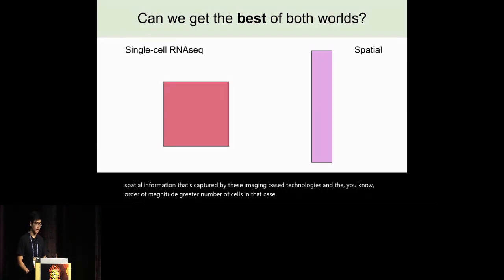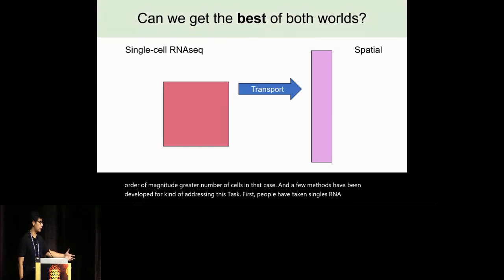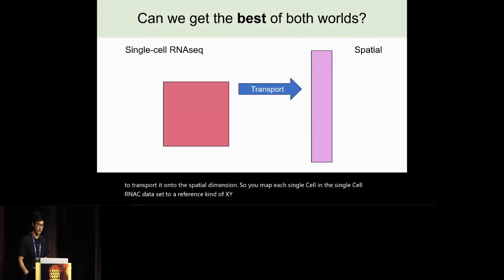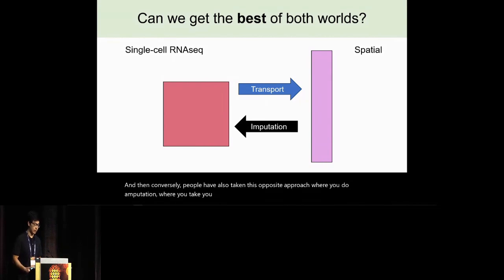And a few methods have been developed for addressing this task. First, people have taken single-cell RNA-seq and tried to transport it onto the spatial dimension. So you map each single cell in the single-cell RNA-seq data set to a reference XY coordinate in a spatial data set. And then conversely, people have also taken the opposite approach where you do imputation, where you take the spatial data set, look at all the genes that aren't covered as missing genes, and then impute the expression of these missing genes using a reference single-cell RNA-seq data set. And this will be the approach I'll be talking about a bit more throughout the rest of this presentation.